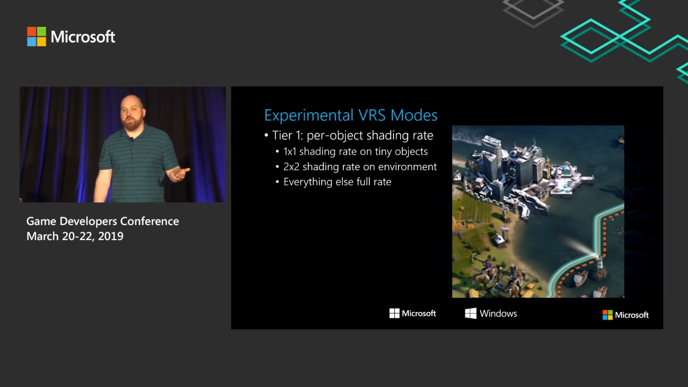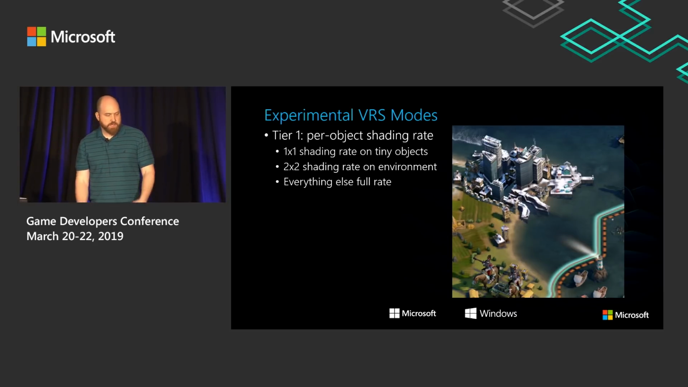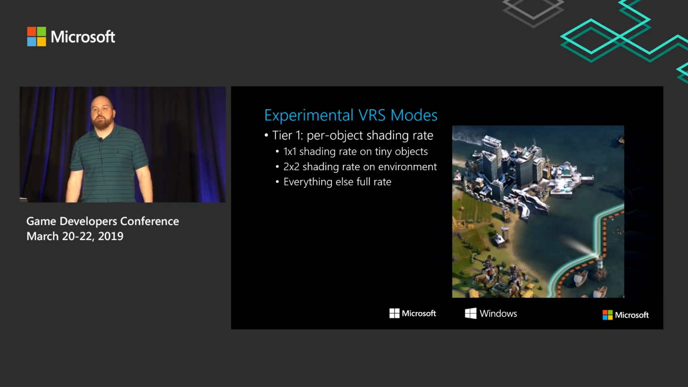So the first experimental VRS mode that we integrated into the engine was based off of tier 1 functionality. The idea here is we're going to use the 1x1 shading rate on tiny objects. We're just going to leave them alone because they're actually providing value to the scene. And we're just going to blanket turn the shading rate down to 2x2 on all the environment, so the terrain and the water. This also fits into the fact that, as Sean mentioned, tiny triangles and turning the shading rate down further is not a great fit, so this fits with the strengths of VRS as well. I should note everything else, post-processing passes, anything that we've deferred, and user interface, is of course still going to run at full rate.